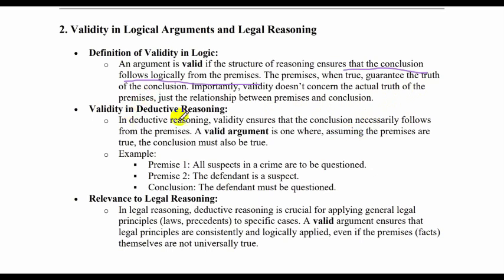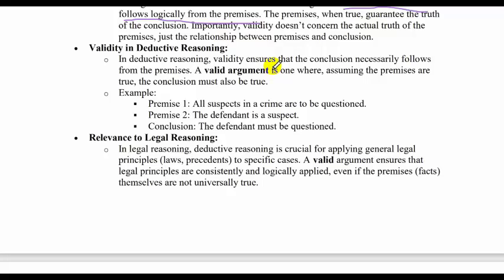Now, validity in deductive reasoning. In deductive reasoning, validity ensures that the conclusion necessarily follows from the premises. A valid argument is one where, assuming the premises are true, the conclusion must also be true. So, a valid argument is an argument where if we assume the premises are true, then the conclusion will also be true. For example, let's take an example.